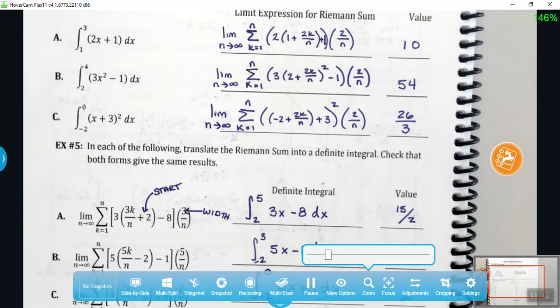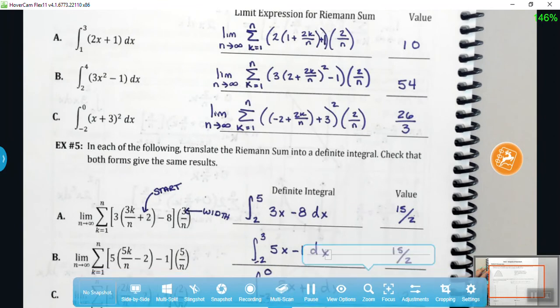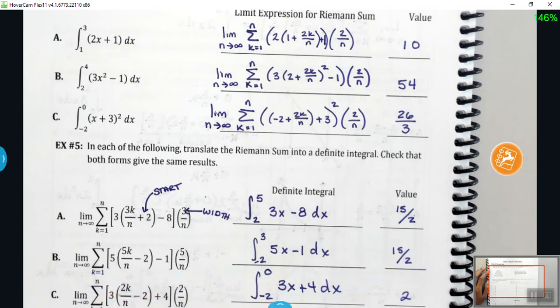Okay. Try to finish them and then check yours with what's up here. And when you're done, then that's it for you guys.